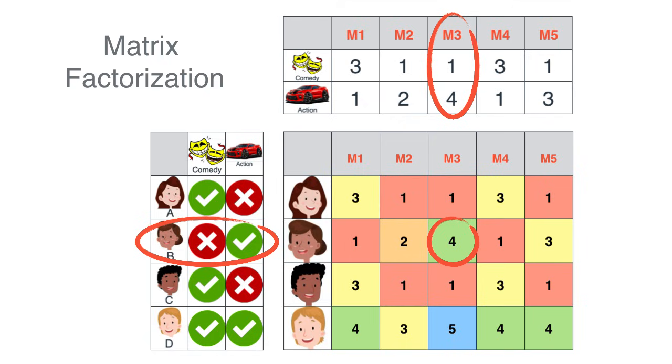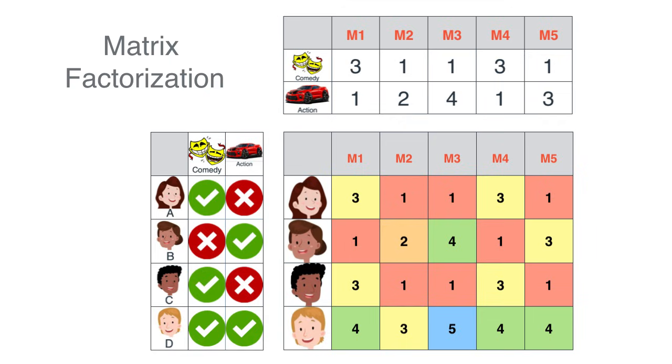And as you can see, it's a 1 and a 4, but Betty doesn't like comedy and does like action, so we only add the 4 and we get a rating of 4. So that's it. That's basically how matrix factorization works.